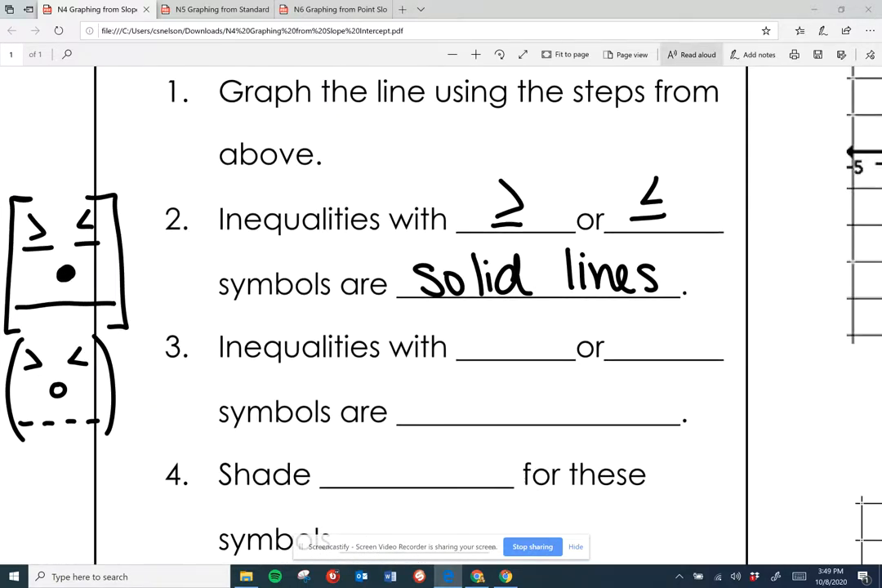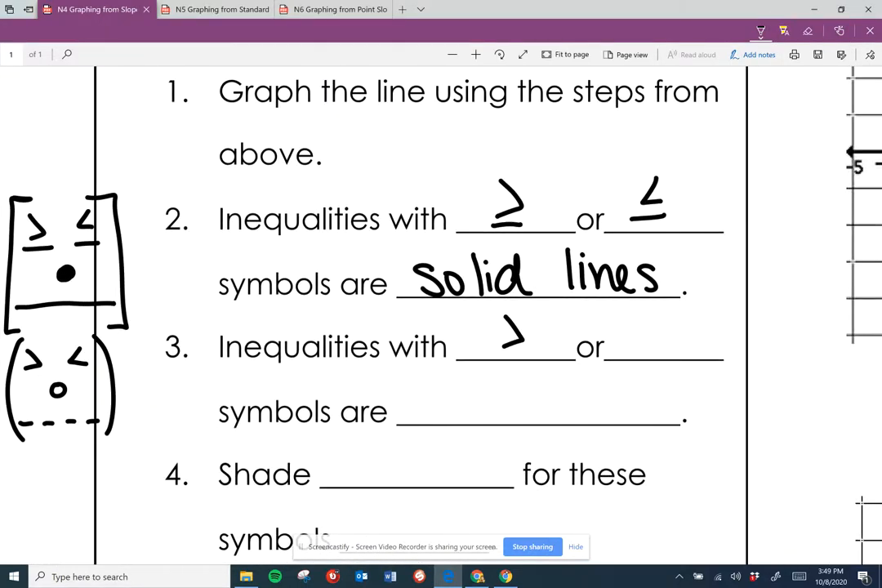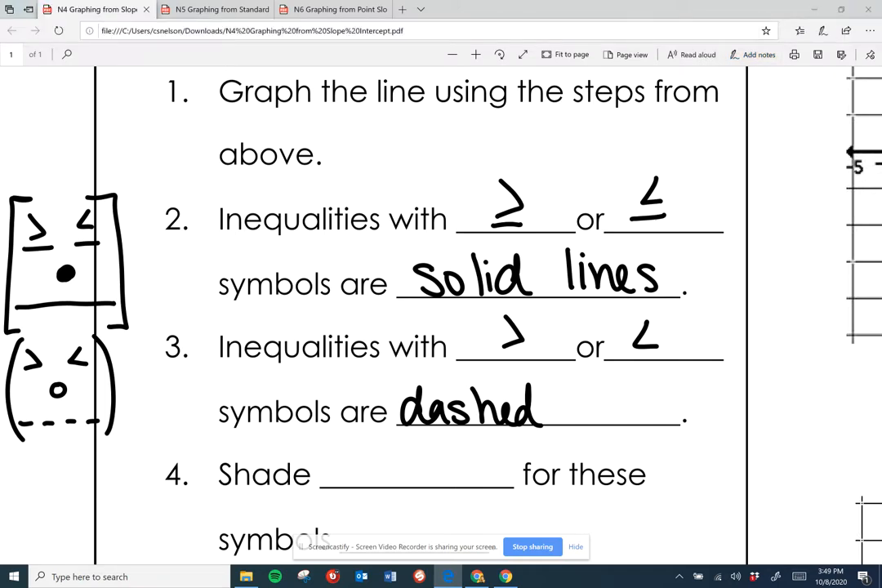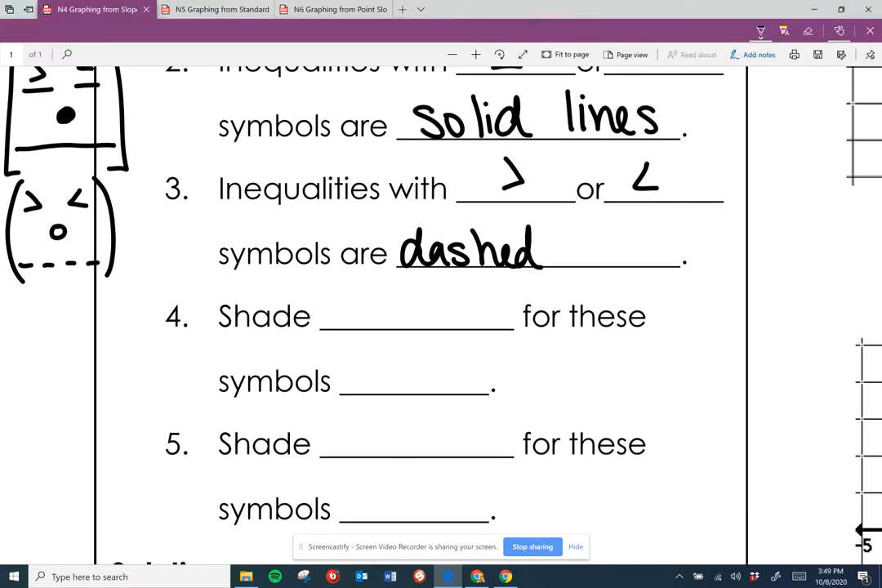Inequalities with just greater than or just less than are dashed lines. You might hear them say dotted, dashed, either way, it's just not completely filled in, okay? Inequalities have shading on them, so we are going to shade above the line for the symbols greater than or equal to, okay? We are going to shade below the line for the symbols less than or equal to, okay?